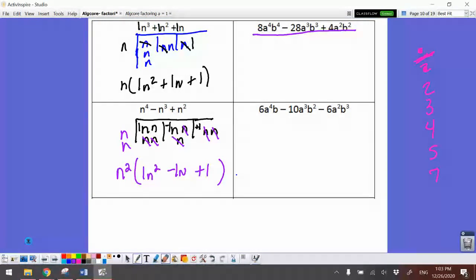All right, let's go ahead and look at this next one. So what can I take out of 8, 28, and 4? Well, let's see. Let's kind of work backwards this time, and let's try to find the biggest one. So 7 doesn't go into those because it doesn't go into 8 and 4. 5 doesn't work. What about a 4? Yeah, I can divide by 4. So 8 divided by 4 is 2. Negative 28 divided by 4 is a negative 7. And 4 divided by 4, that's a positive 1.